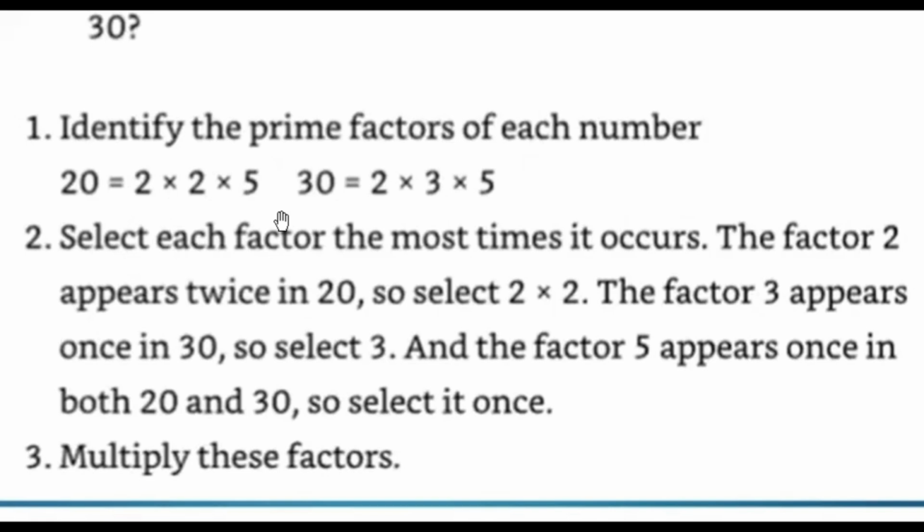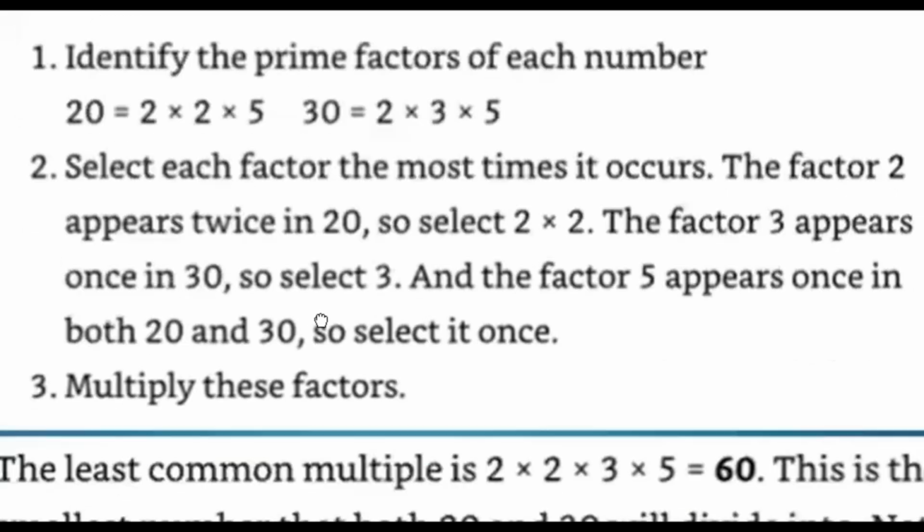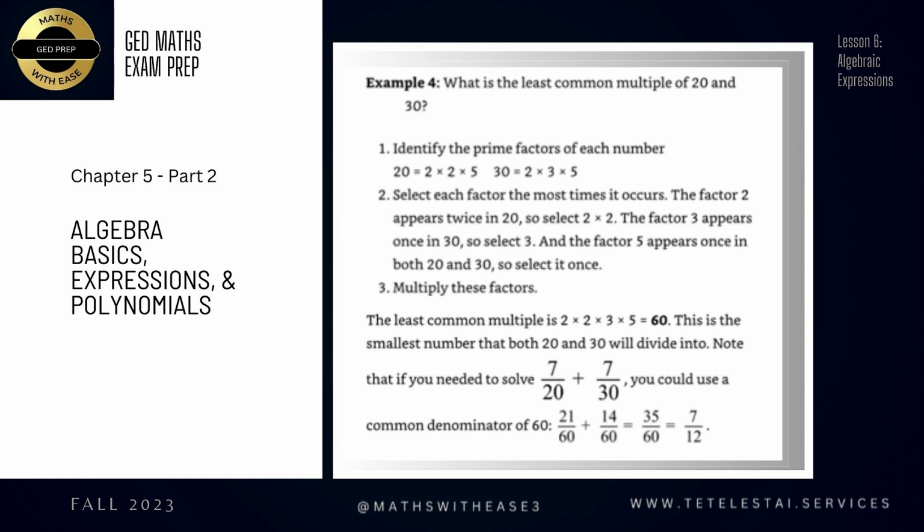Okay, so once you have your prime factorization done, then you want to select each factor the most number of times that it occurs. The factor 2 appears twice in 20, 2 times 2, so you select 2 times 2. The factor 3 appears once in 30, so you select 3. And then the factor 5 appears once in both 20 and 30, so you select 5. And then you would just multiply those factors together. So the least common multiple is 2 times 2 times 3 times 5, which is 60.